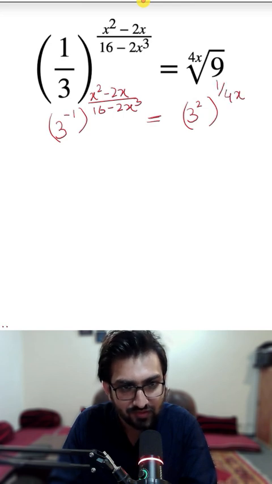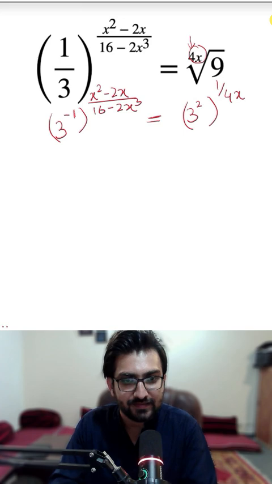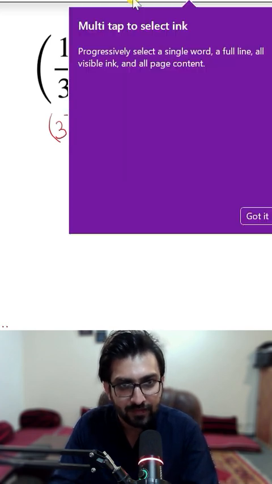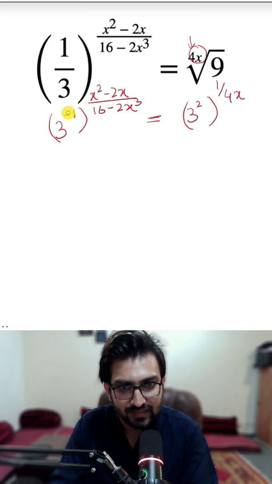You can see that under root, and here we have 4x, so it will become 1 by 4x. Anything which is written over here, that will come here. Okay, so in algebra we have a rule that if we have two powers like this, we can multiply them together. So let's multiply this power with that power, and I will multiply this 2 with that 1 by 4.